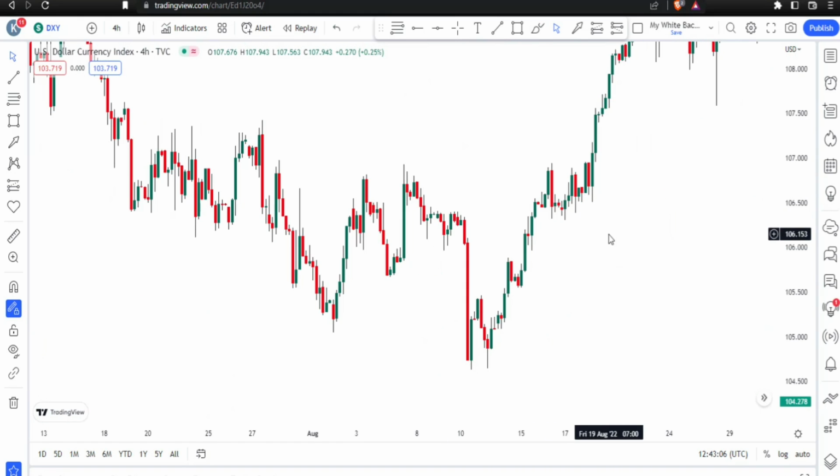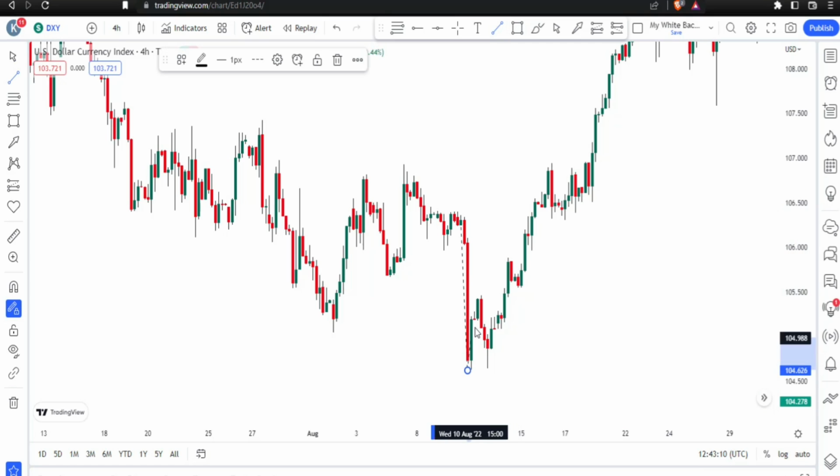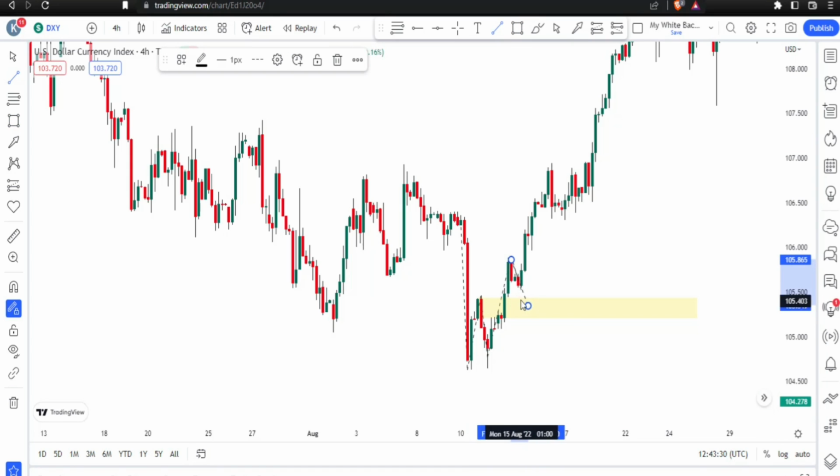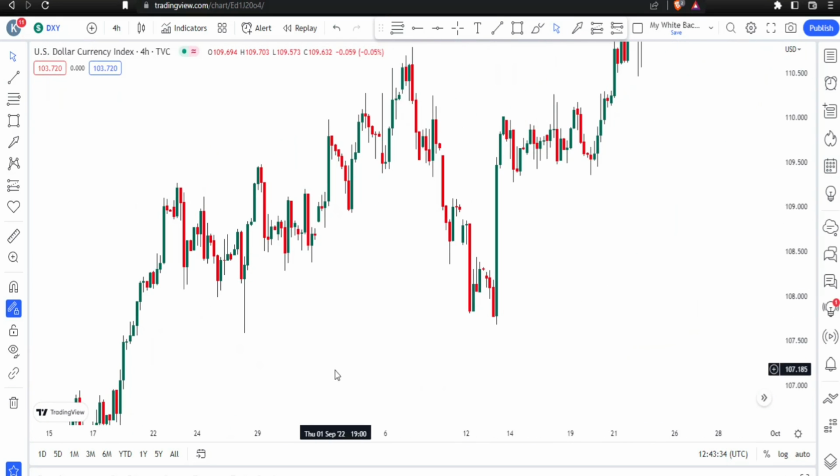This is like a mitigation block, but I'm not seeing exactly what I'm looking for. You can see price came back to this area, and then it pushed up, but it never came back to the last bullish candle that price printed. This last bullish candle was not retested, so we are expecting to see price come back to this level before we can take the buy. So we will just let it be. We don't want to force our opinion on this.